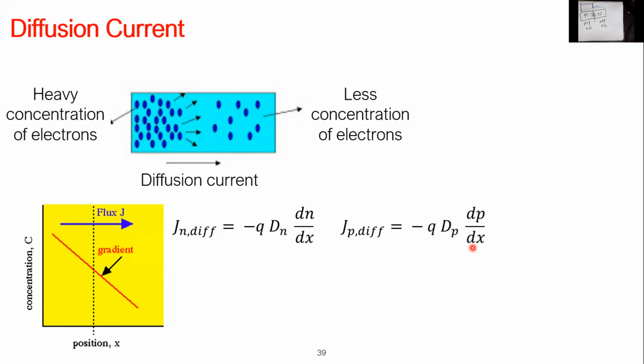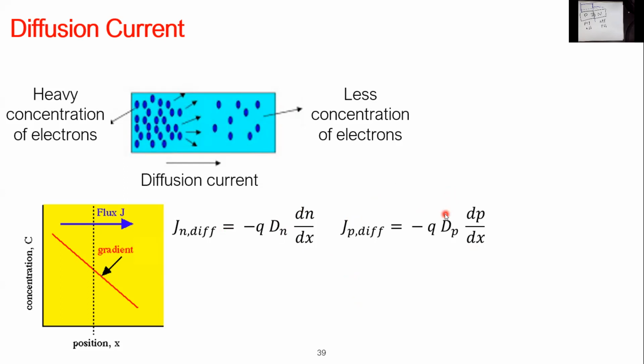So the key for the drift current is the electric field, and the key for the diffusion current is dN/dx and dP/dx. Here we have q, which of course represents the elementary charge, and D_n and D_p are called the diffusion coefficients. We have the electron diffusion coefficient and the hole diffusion coefficient.